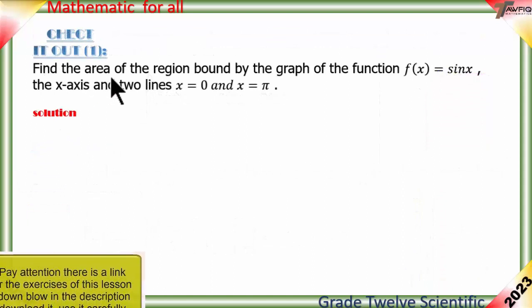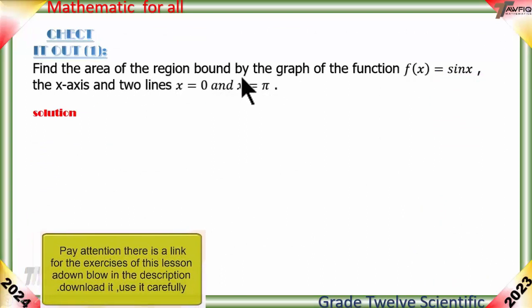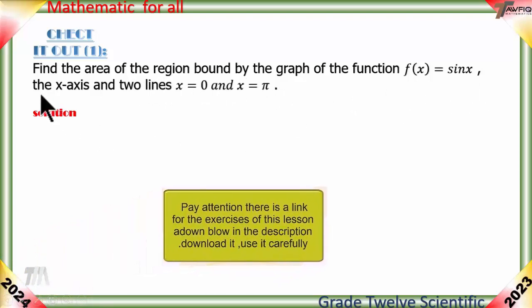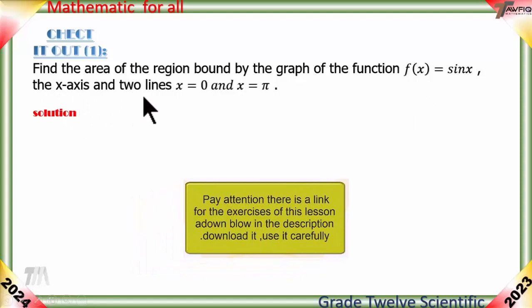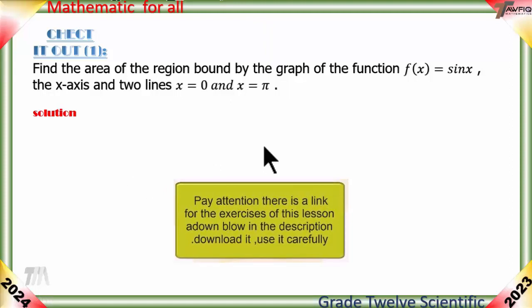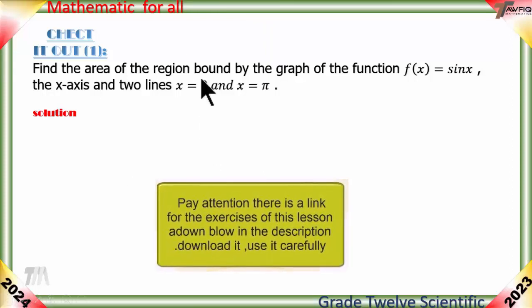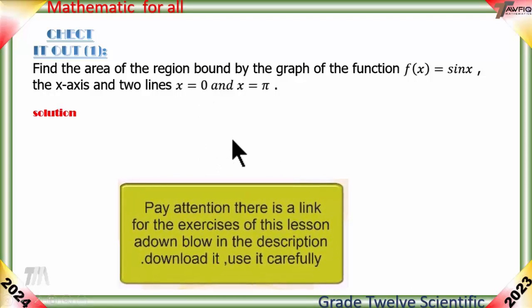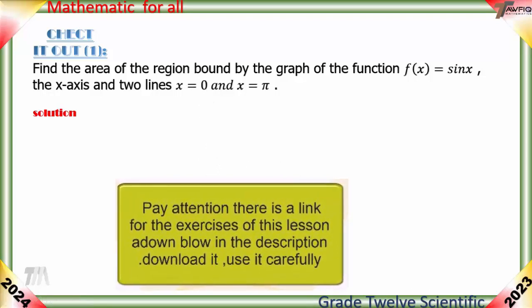Example 2. Find the area of the region bounded by the graph of the function f of x is equal to sine x, the x-axis and two lines x equals 0 and x equals pi. Before solving this question, first of all, we must know if the area is positive or negative. To know that, we must take a value for x between 0 and pi. Let it be pi over 2.